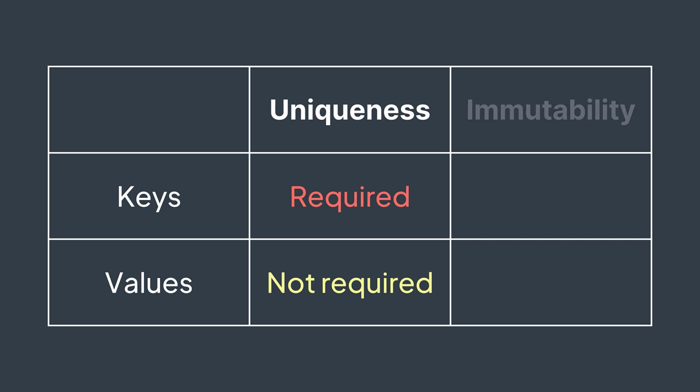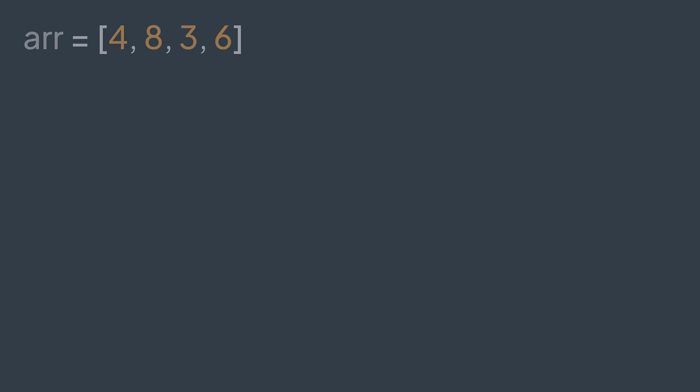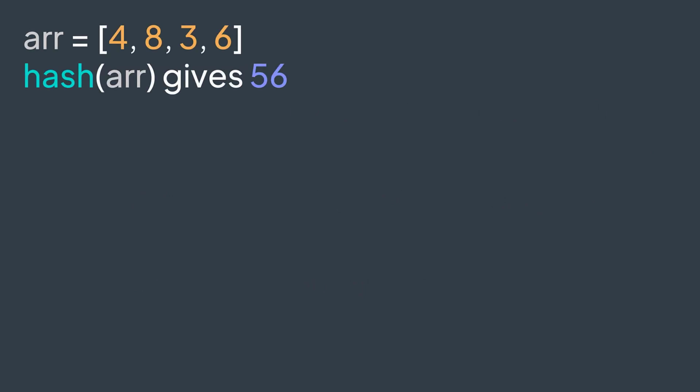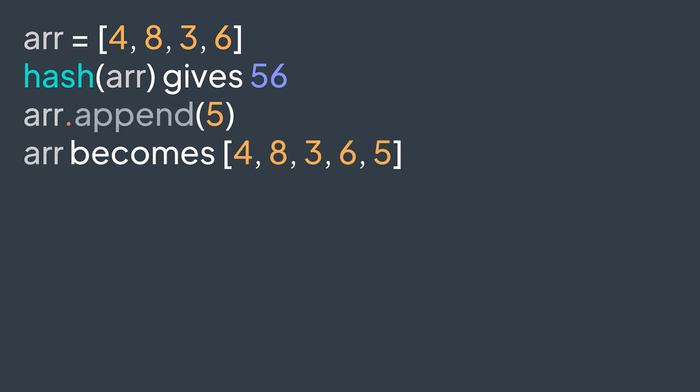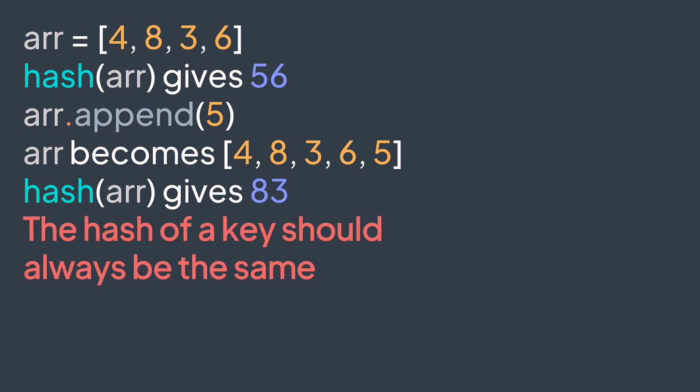Second thing, immutability. A key in a hash table must be immutable. Imagine that we have a mutable object, an array for example. Let's suppose that with this state, we get a hash of 56. After it, we mutate it by adding a value. The problem is that the array changed, so if we pass it to the hash function, it may not give 56. And in a hash table, for the same key, the hash function must always return the same hash, which is not the case here, and this is why we cannot have a mutable object as a key.